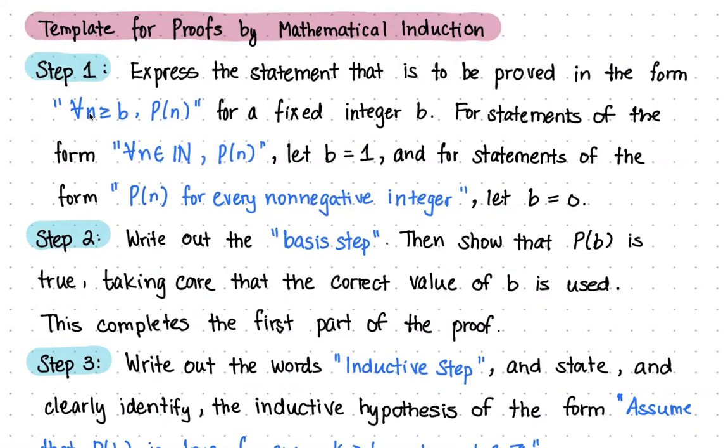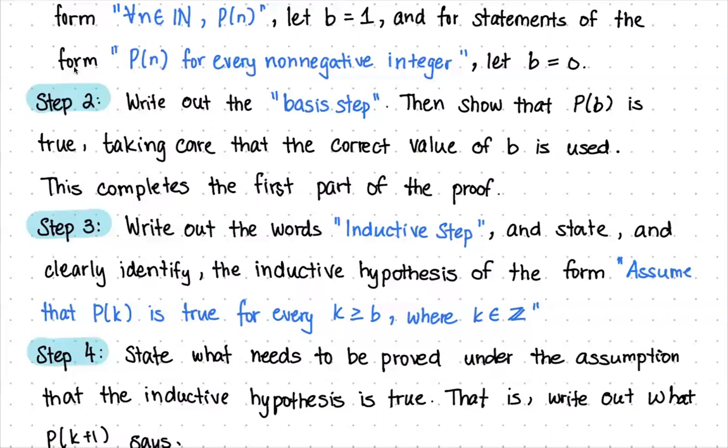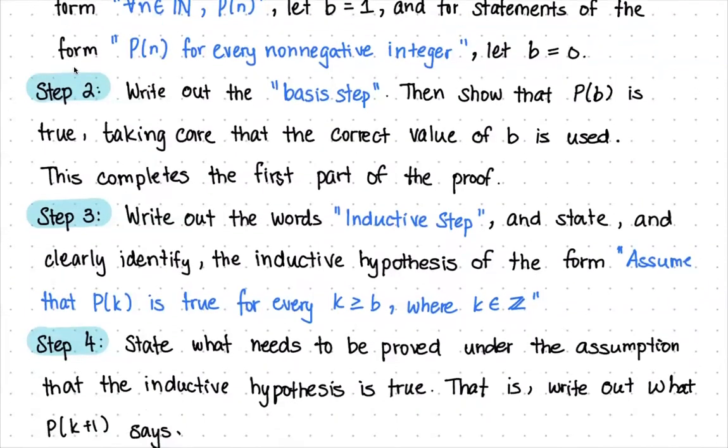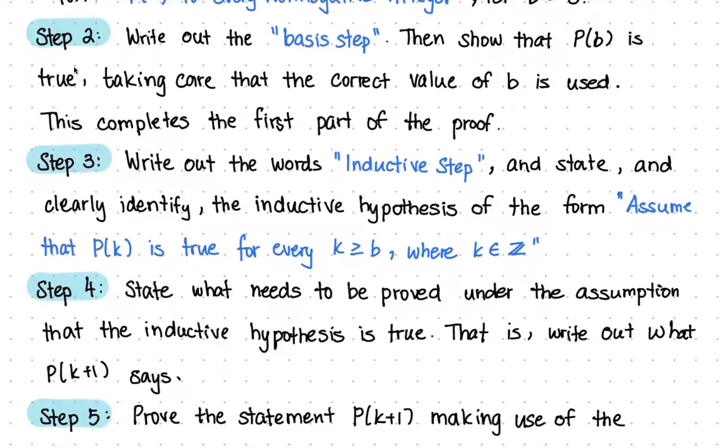The second step is to write out the basis step. Usually the basis step is the starting value that you're trying to prove. For example, if I'm considering for all n in N, P(n), then we want to show that P(1) is true. In general, if b is an integer, then we have to show that P(b) is true, so make sure we're using the correct value of b. Once we have shown that the base case is true, we are done with the first part of the proof.